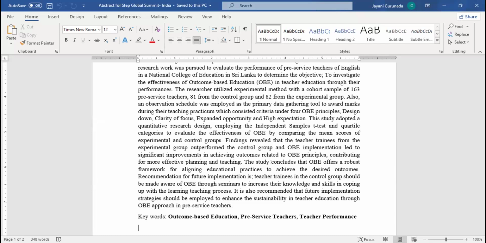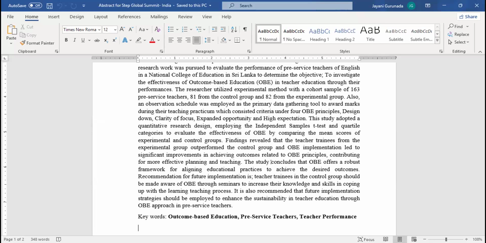Recommendations. Recommendation for future implementation is teacher trainees in the control group should be made aware of OBE through seminars to increase their knowledge and skills in coping up with the learning teaching process. It is also recommended that future implementation strategies should be employed to promote the OBE approach in pre-service teachers.